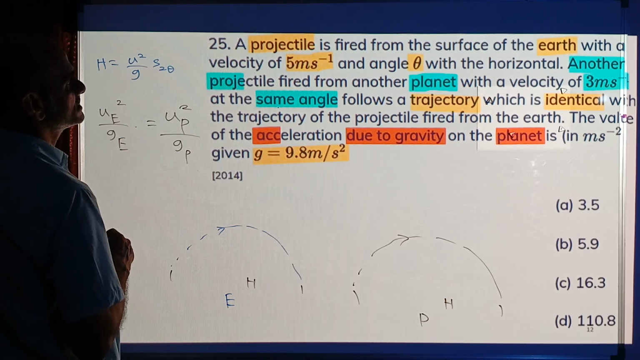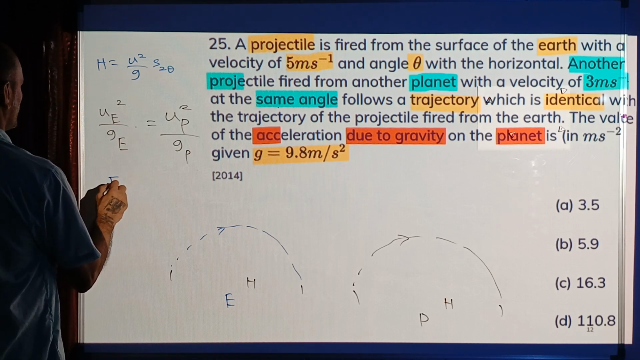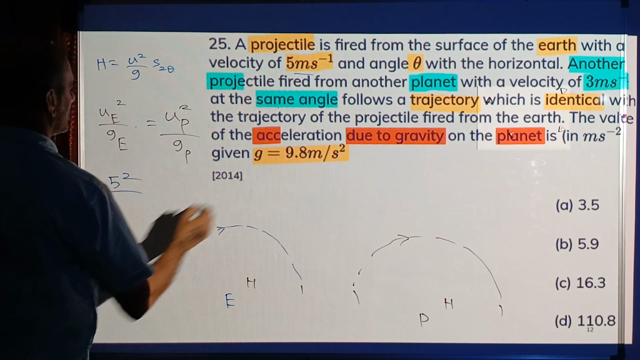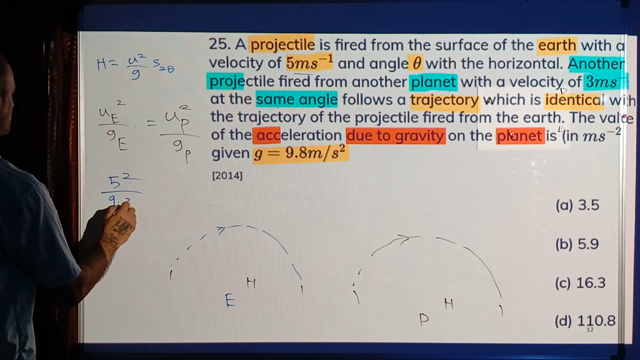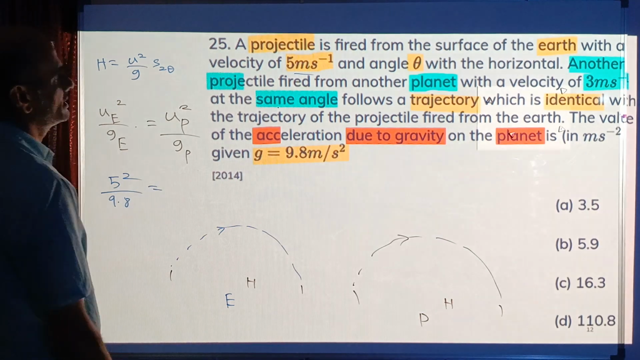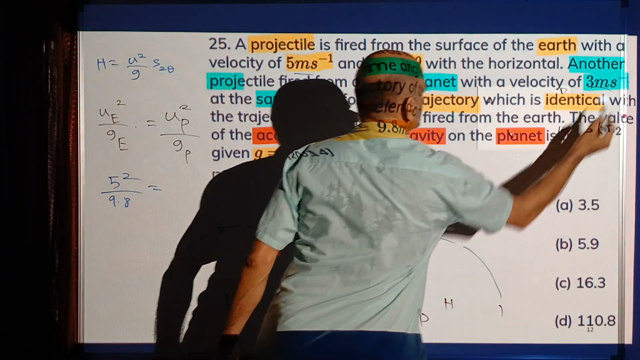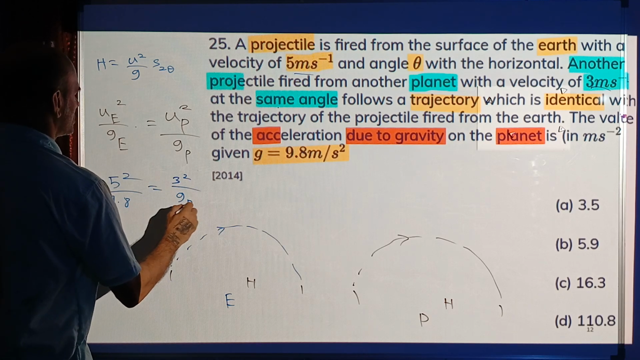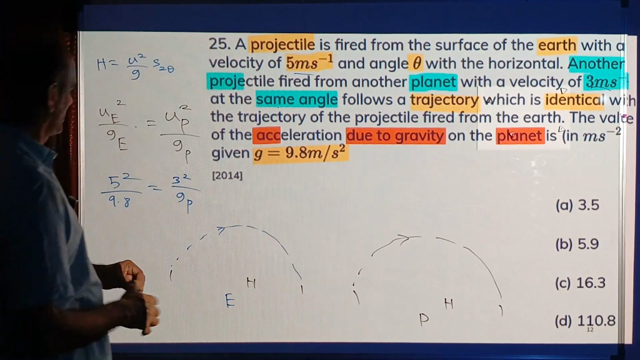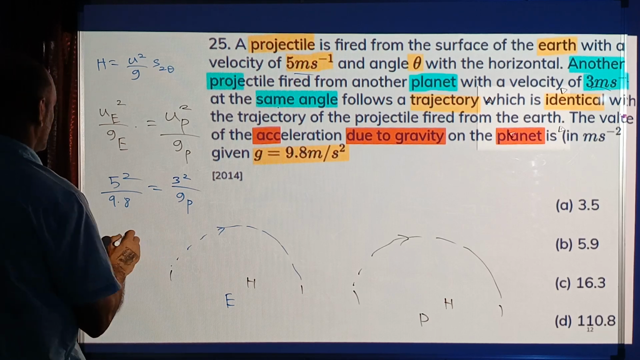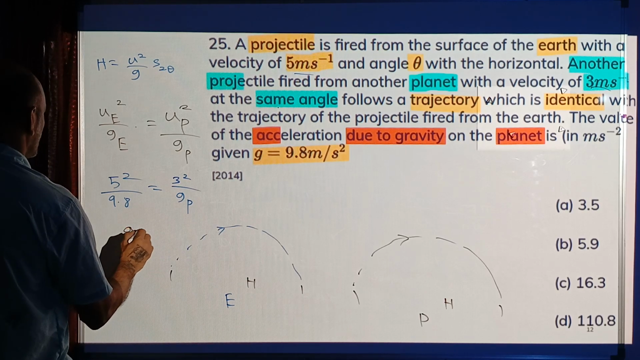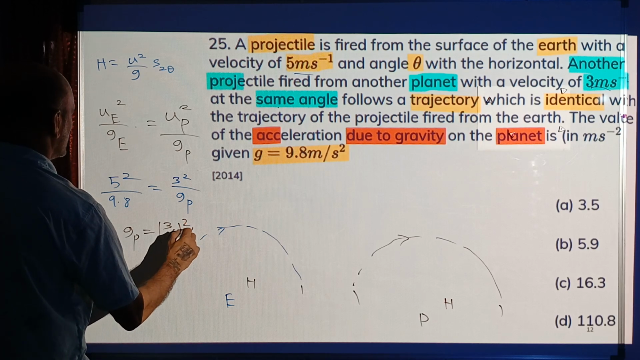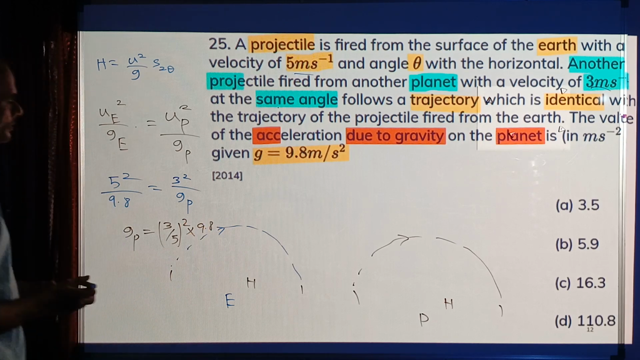So this thing should be equal. u_e square, that is 5 square, by g on Earth, which is 9.8, is equal to u on the planet, 3 square, by g on the planet. That's what you have to find out. So g_p is 3 by 5 whole square into 9.8.